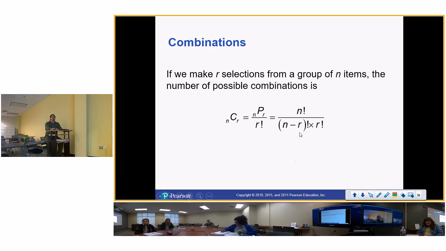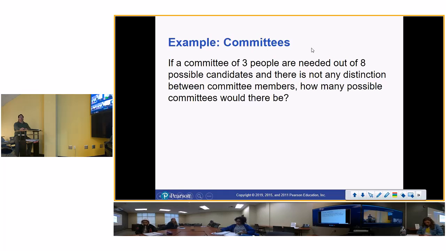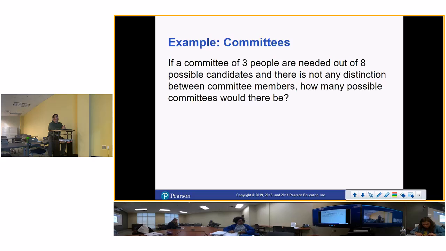Okay, so what do you do on this one? Well, it's the same exact thing, only you use NCR. And n is always your biggest number, and r is going to be your smaller number. There we go, a committee. If a committee of 3 people are needed out of 8 possible candidates, and there is no distinction between committee members, how many committees would there be? So go ahead and punch that in your calculator. Instead of P, instead of permutation, you're going to use C, combination, because there's no order, because it's a committee.